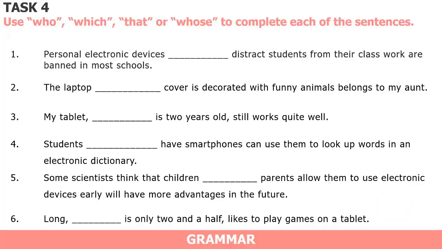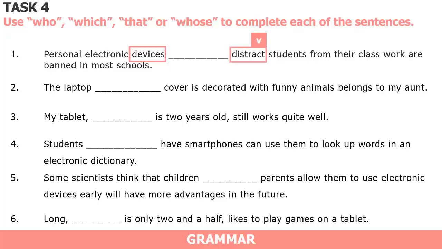Finish? Well done. Have you had the answers yet? It's time to give you the answers. Look at number 1. Devices refers to things.